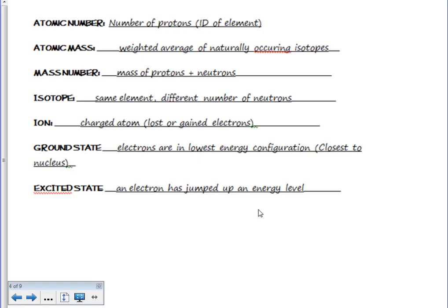And we have our ions, which means that you have gained or lost electrons. So same exact atom, just with a charge, whether it's positive because you've lost electrons or negative because you've gained electrons. We also have ground versus excited state. Ground state, we know, is that electrons are in the lowest electron configuration. That's the same as the one found on the periodic table. However, excited state means that an electron has gained energy, thus moving away from the nucleus, being found on a farther out principal energy level.